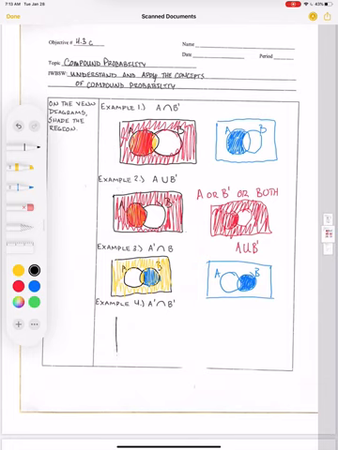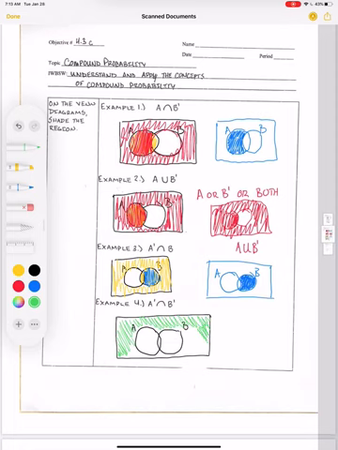Example 4. Pardon me. Example 4, we're looking at everything that is not A and where that intersects with everything that is not B. So let's just start with things that are not A. That's going to be in green. So everything that is not A is getting shaded in green.